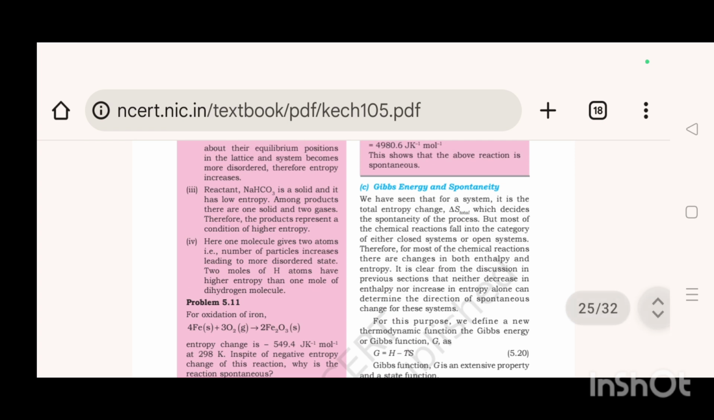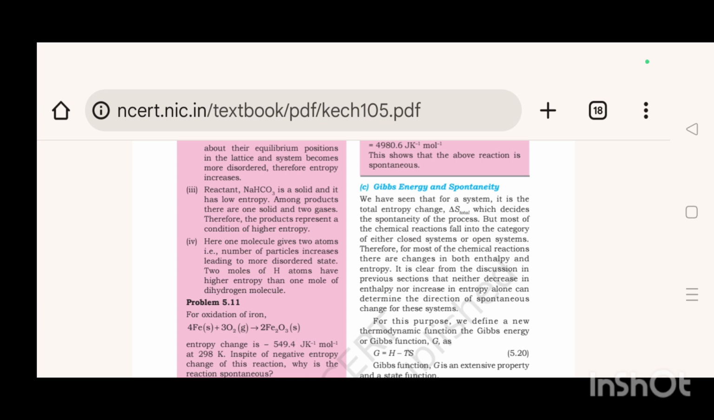Gibbs energy and spontaneity. We have seen that for a system it is the total entropy change, delta S total, which decides the spontaneity of the process, but most chemical reactions fall into the category of either closed system or open system. Therefore, for most chemical reactions there are changes in both enthalpy and entropy.